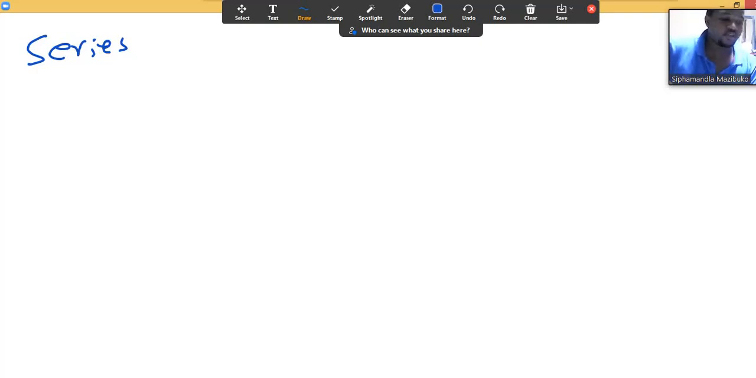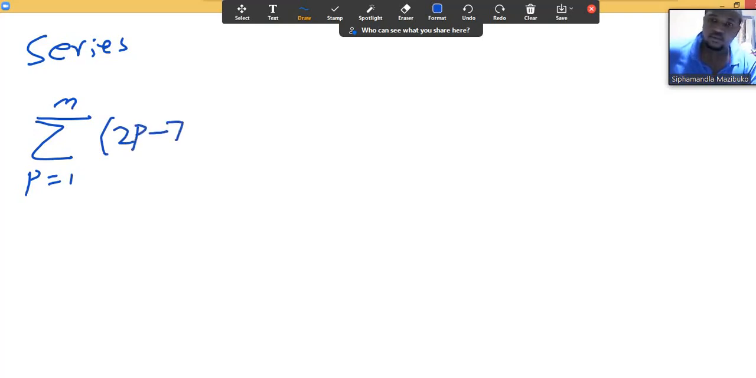Hi guys, so we're still on series, but this time we're looking at when we're given the summation of the series, and we just need to find the number of terms. This is my first example here. Let's say we're looking at p equal to 1 to m, and we're given that the general form is 2p minus 7, and this is equal to 1015. The question may be to determine m, meaning the number of terms in the series.